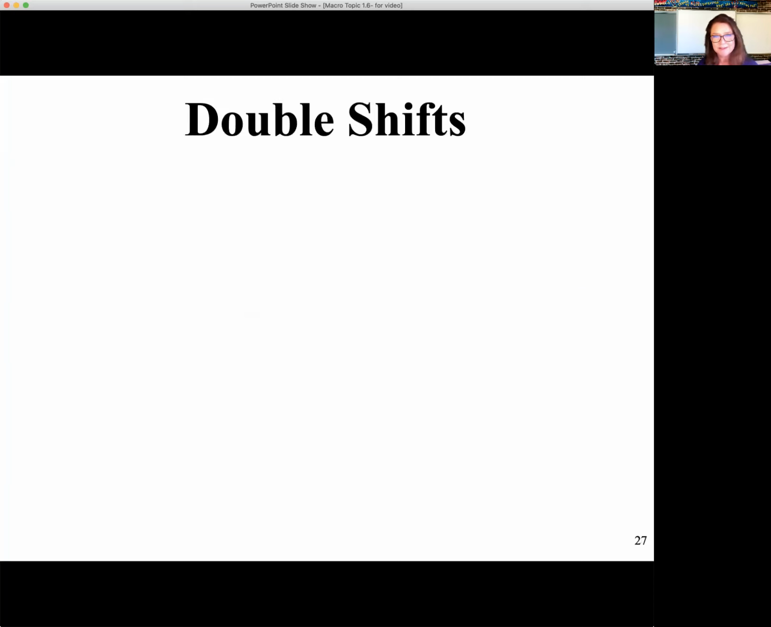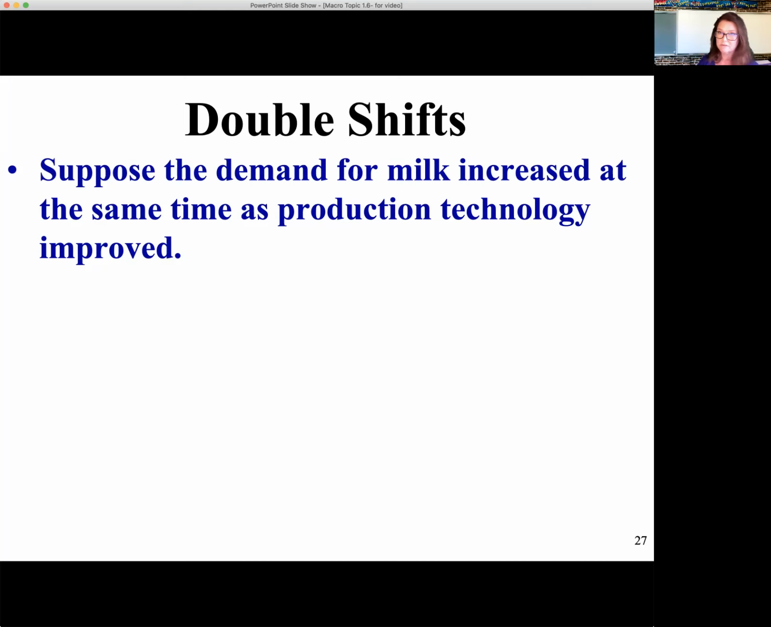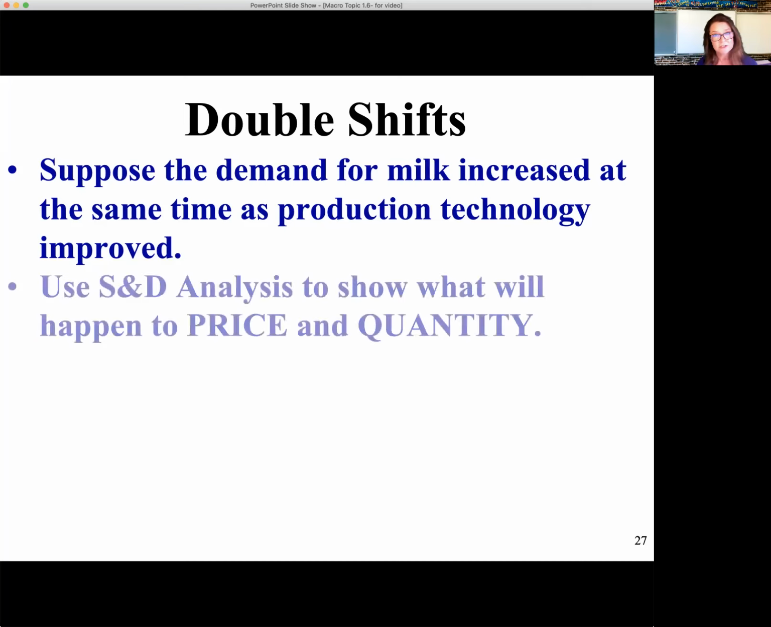First thing we're going to talk about is double shifts, and that was still in your reading towards the end of Unit 7, but these are going to be some of your more difficult. We'll practice this a lot, don't worry, but I just want to introduce it to you really quick. So we'll do a practice one where the demand for milk is going to shift, so it's an increase, so a shift to the right, at the same time as production technology improves. So that sounds like a supply shifter, and that's shifting to the right.